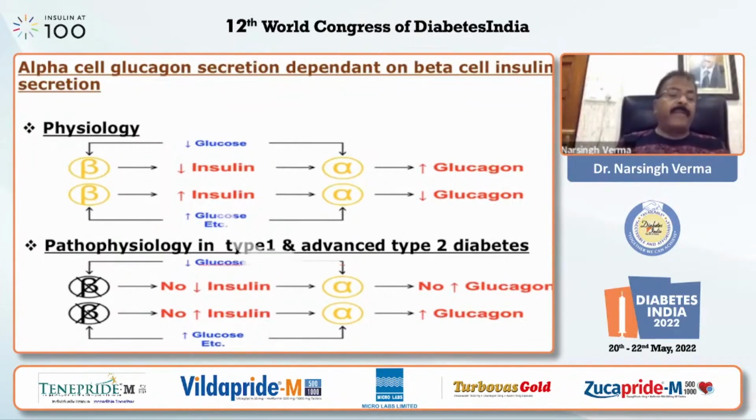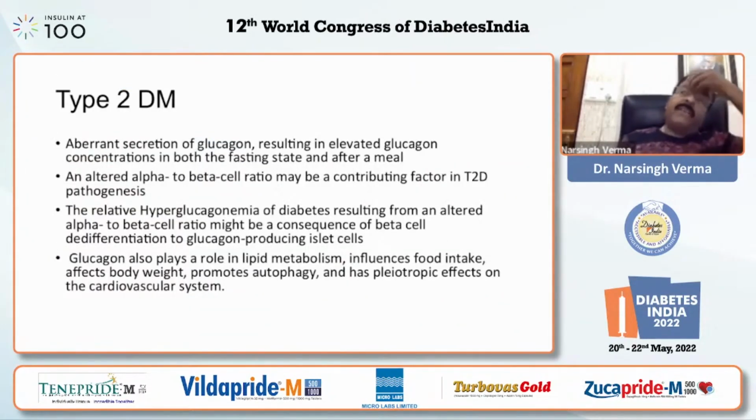This is the special thing: even after the fasting condition, glucagon secretion should go down, but even in the prandial condition, glucagon continues to increase, and increased glucagon is one pathophysiology which is central in type 2 diabetes. We know that in type 2 diabetes more and more pathophysiologies are known, but this one is part and parcel of the ominous octet, which has shown that increased glucagon level is a very important pathophysiology. The aberrant secretion of glucagon resulting in elevated glucagon concentration in both the fasting state and after meals is important.